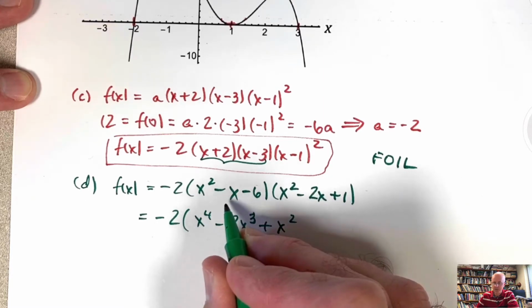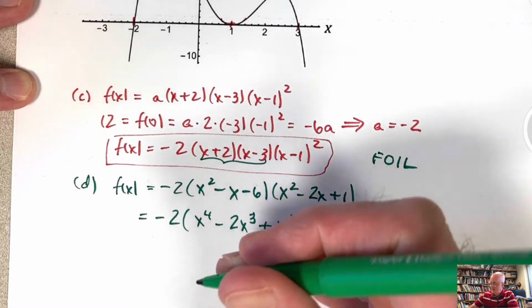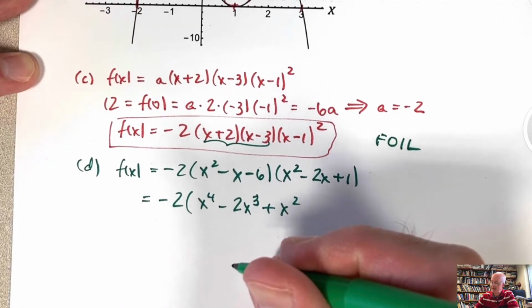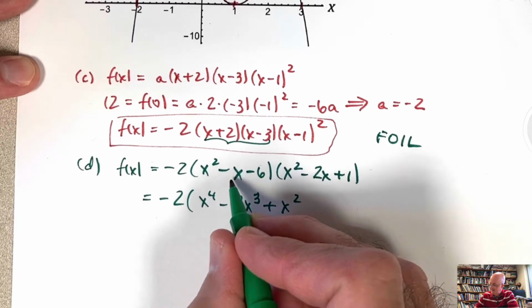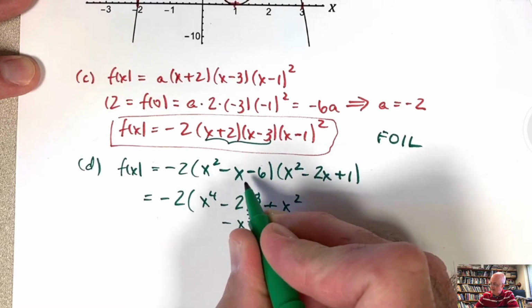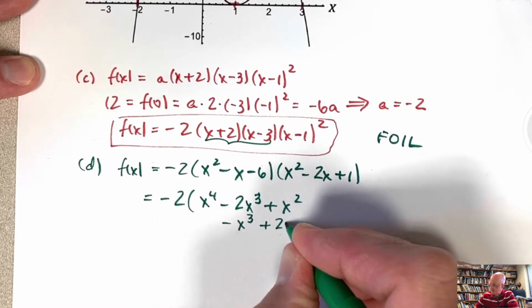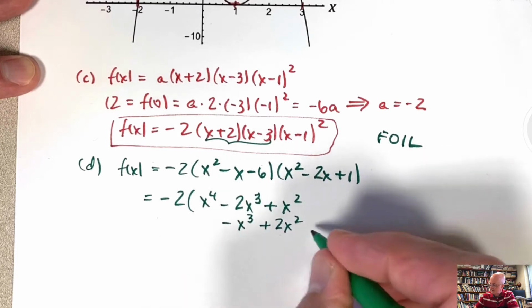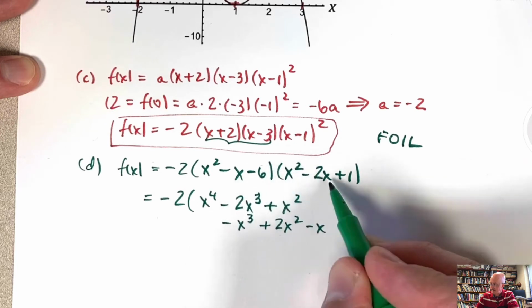Now go to the next term on the left, -x, and multiply it times every term on the right. And for sake of ease of combining like terms, I will put like powers underneath each other. So I have -x times x squared is -x cubed. And then -x times -2x is +2x squared. -x times 1 is -x. Last, go to the negative 6 there and multiply it times every term.